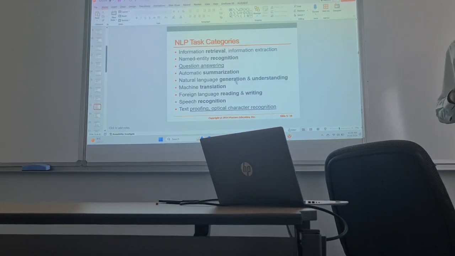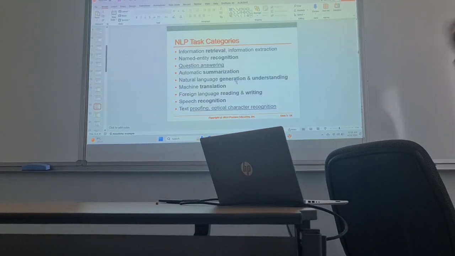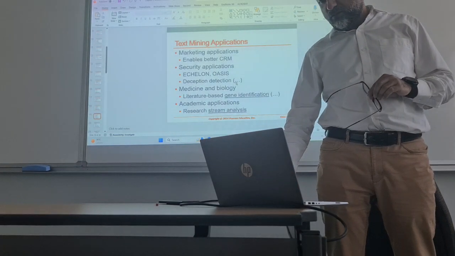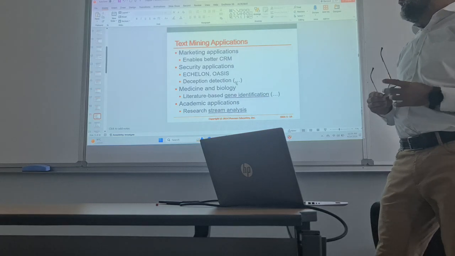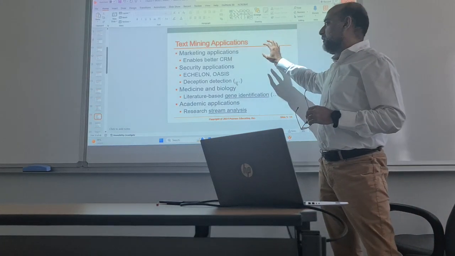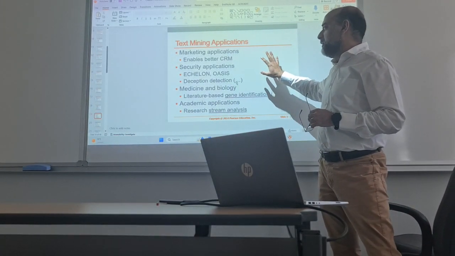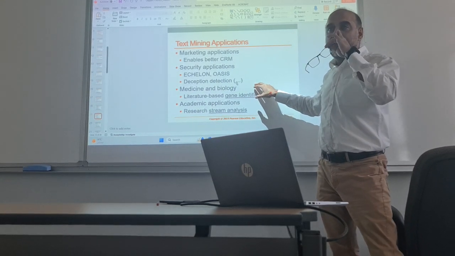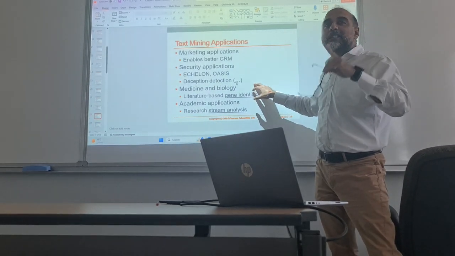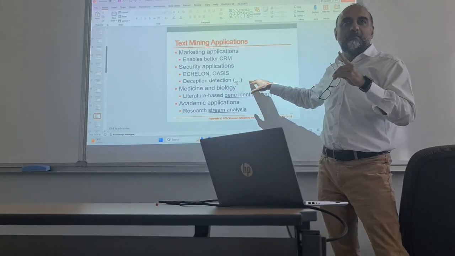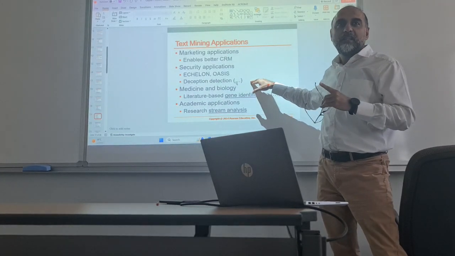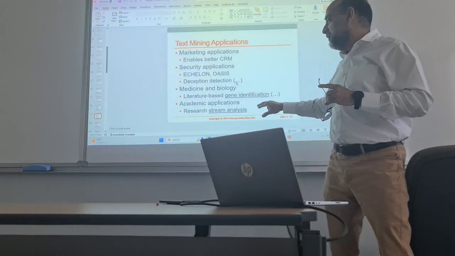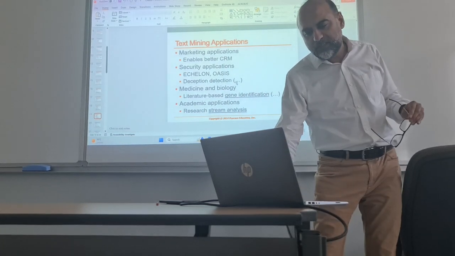Machine translation, Google Translate, etc. Sometimes you have to translate. Reading, writing, and recognition. So its applications are in many areas: customer relationship management, deception detection, like when you get an email and the spam filter picks it up as a fraud and puts it in the junk mail, and so on. Also research stream analysis, what is being discussed and so on.